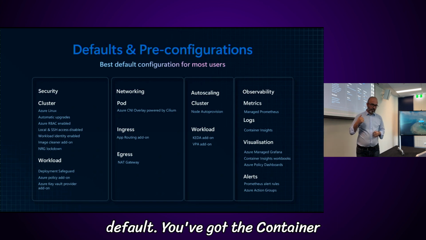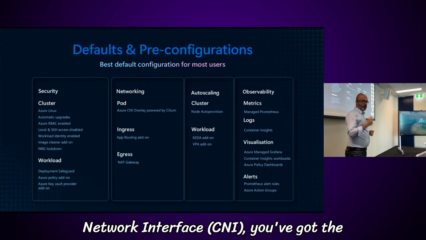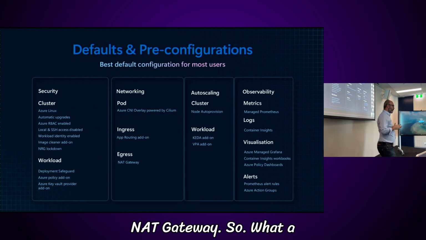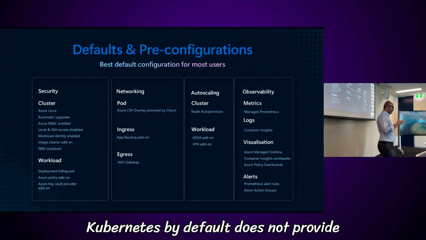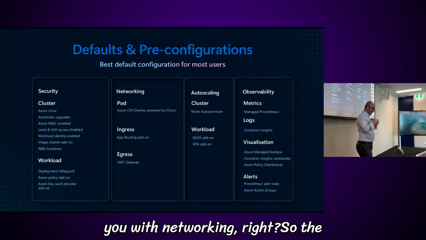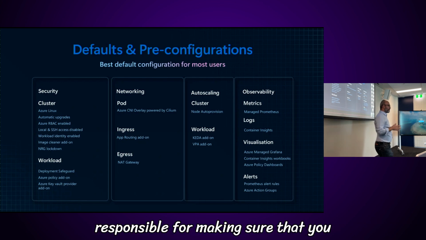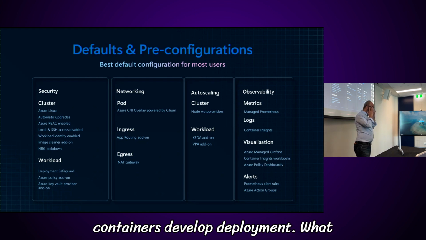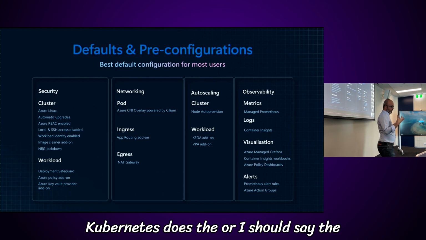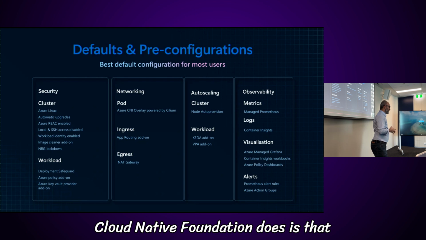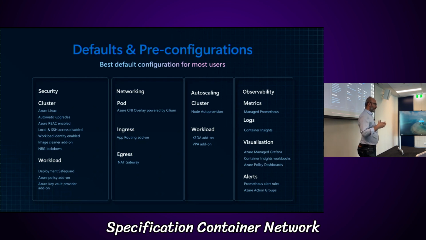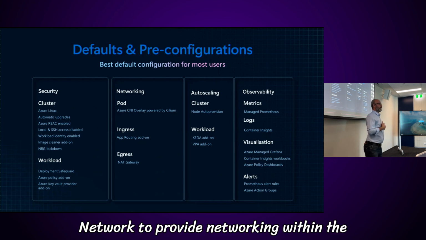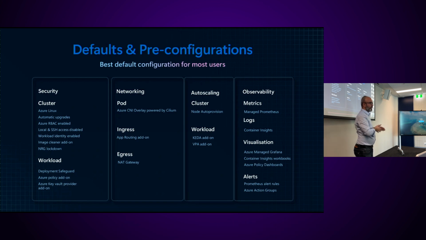You've got the container network interface, you've got the application routing, and of course the NAT gateway. So what a container network interface is, is that Kubernetes by default does not provide you with networking, right? The Kubernetes specification is only responsible for making sure that you orchestrate the containers and your container deployment. What the Cloud Native Computing Foundation has is something called the CNI specification, Container Network Interface. It's a specification that if you want to develop your own container network to provide networking within the cluster, you should follow.